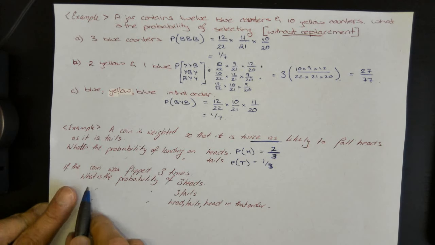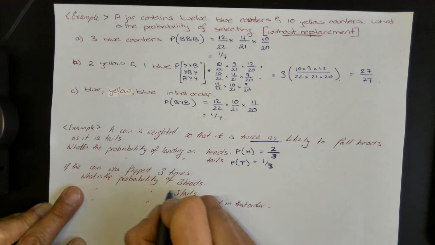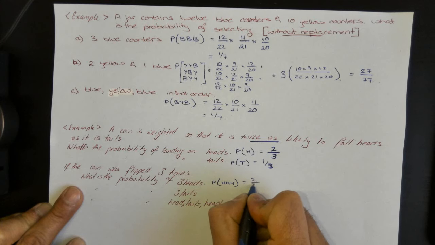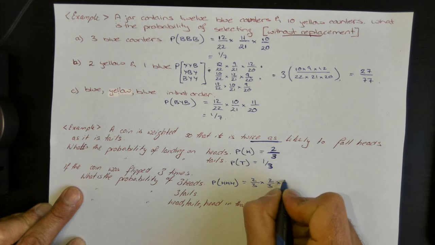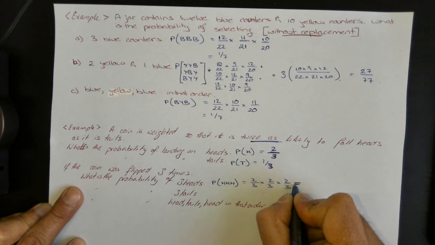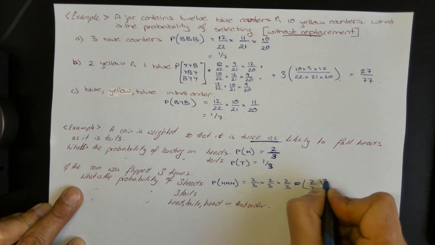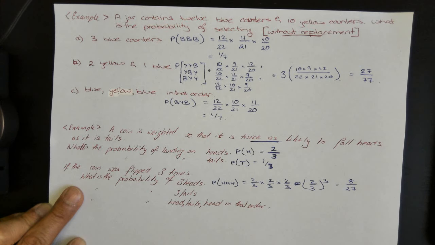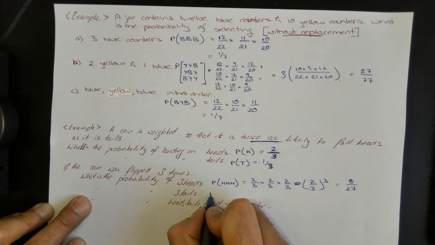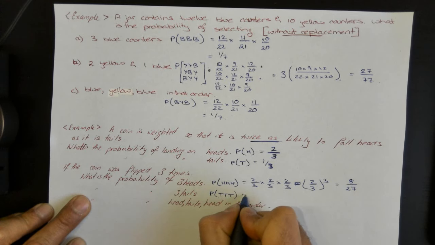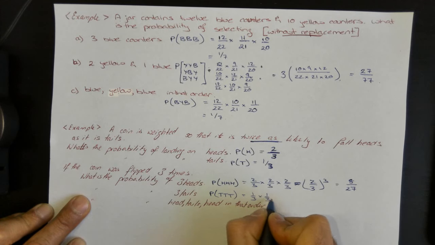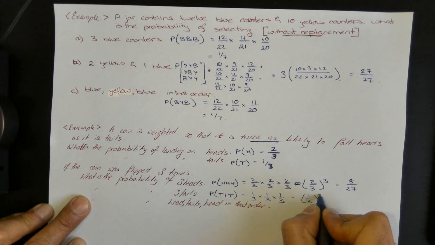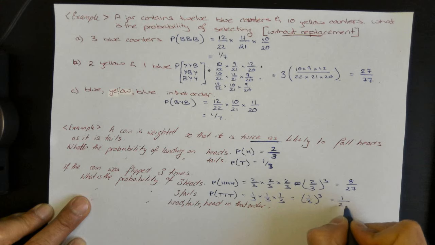Okay. So if the coin was flipped 3 times, what is the probability of 3 heads? That's P(H, H, H). Well, that's 2/3 times 2/3 times 2/3, which is the same as 2/3 to the power of 3, which is 8 over 27. Okay. 3 tails, well, the probability of tails is a third, times 1/3 the second event, times the third event, which is the same as 1/3 to the power 3, which is 1 over 27.